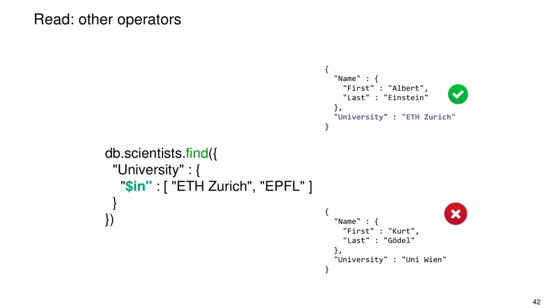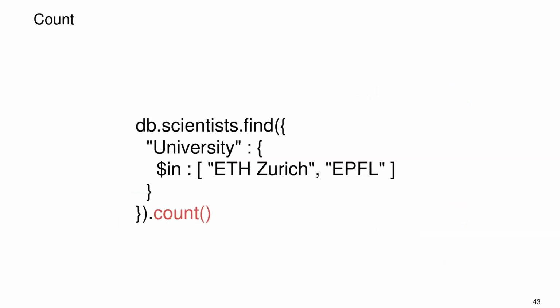Another operator with dollar is $in, where you say that it can be one of these two values. University has to be either ETH Zurich or EPFL, right? That is another example of an operator. Do you agree it's equivalent to an OR? That would be equivalent to $or University ETH Zurich, University EPFL, right? It would be the same thing. Okay? So that is another example.